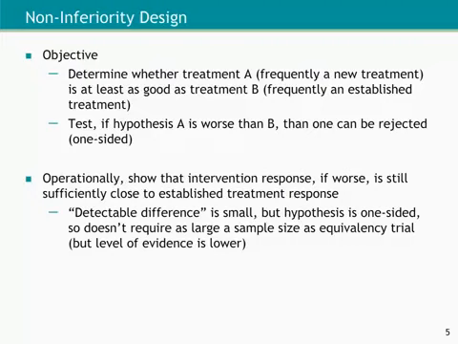A one-sided test does not require as much evidence to reject the null as a two-sided test at the same error level, which means that a non-inferiority design does not require as large a sample size as the corresponding equivalence design, but you have to keep in mind that the cost of using a one-sided test is that you're rejecting the null with a lower level of evidence.